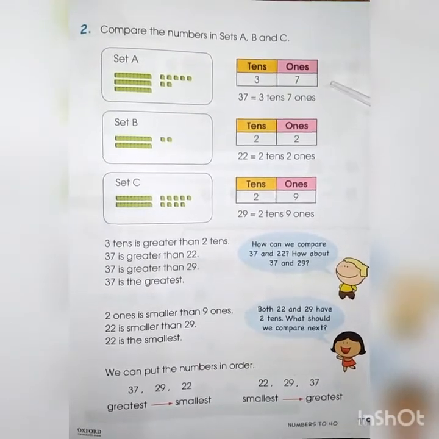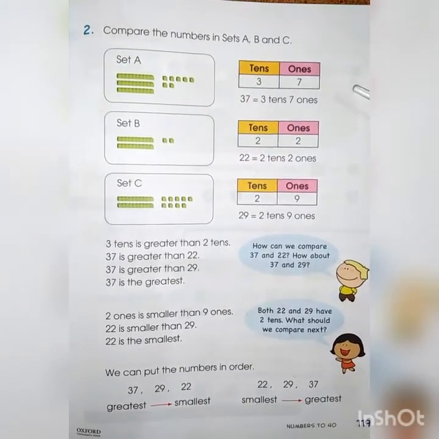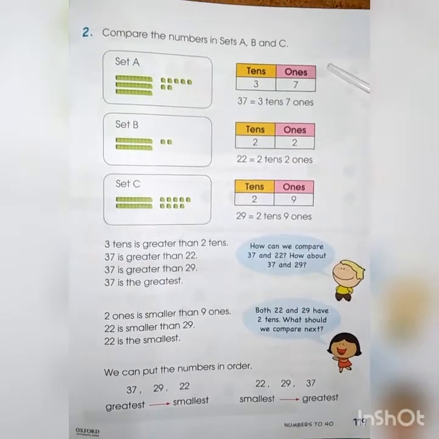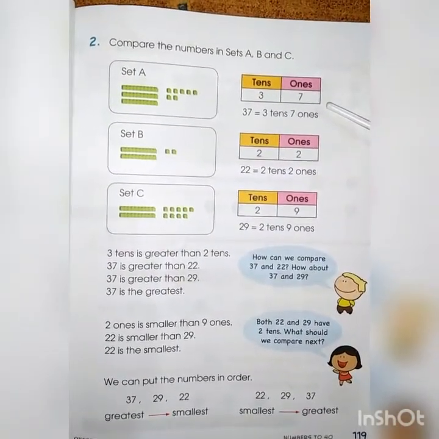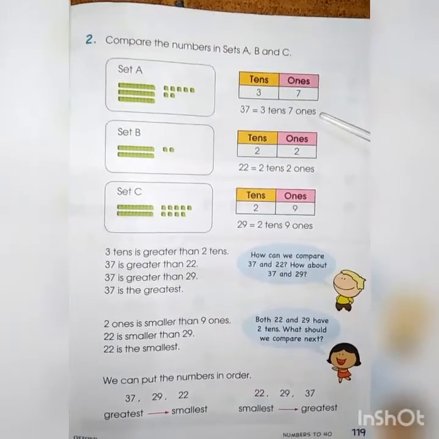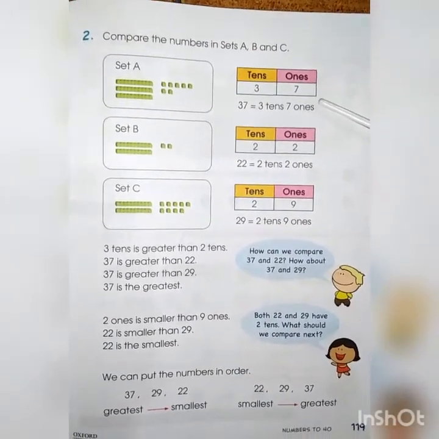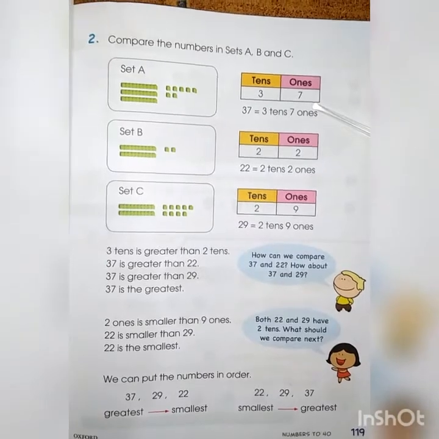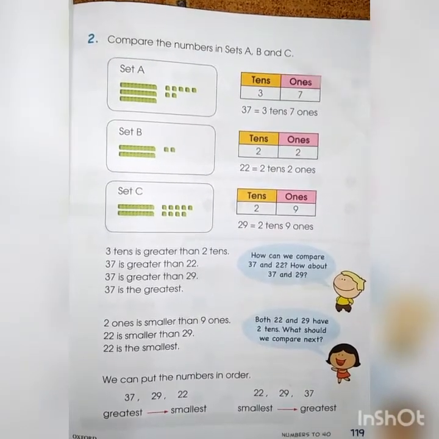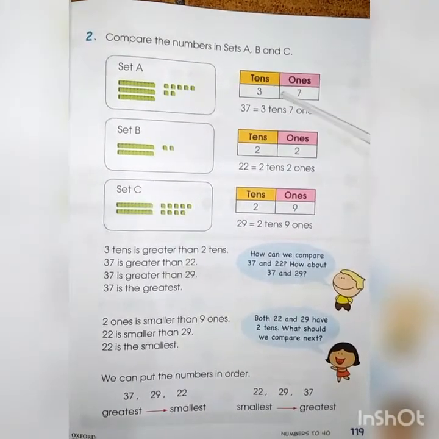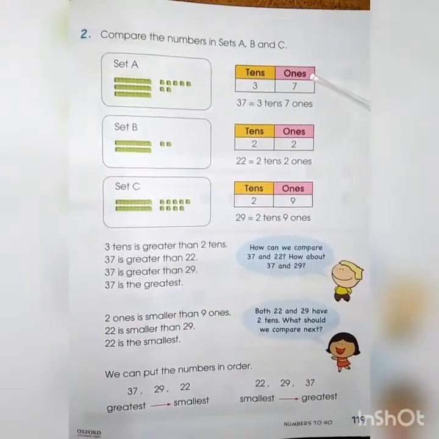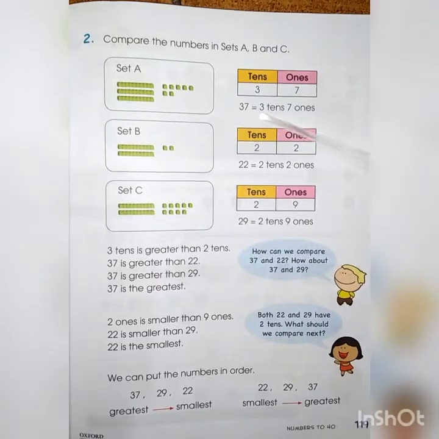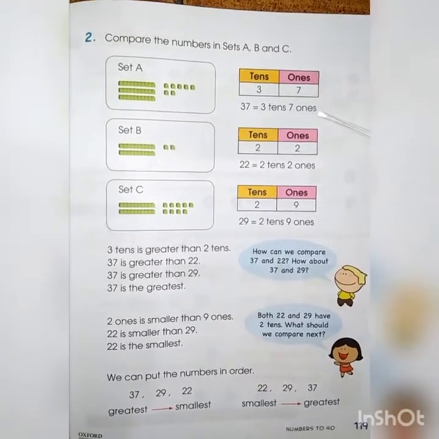First of all, we will make a place value chart of tens and ones, and then we will compare the sets with each other and know which set is greater and which has more blocks. So first of all, we have 37, and we will make a place value chart of tens and ones. As you can see here, 3 is placed on tens value and 7 is placed on ones value. 37 is equal to 3 tens and 7 ones.